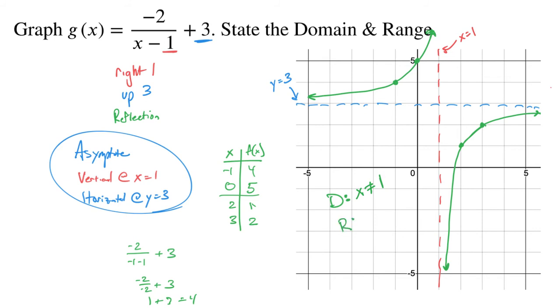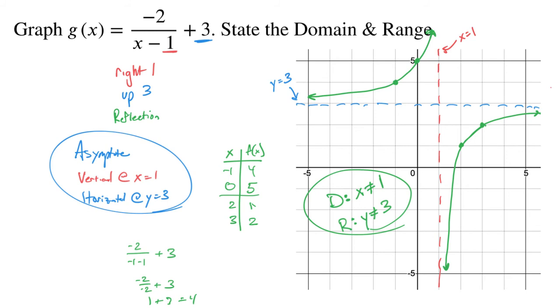What about the range? Well, it's the same idea here. I got all these y values that work, right? Those y values work. These y values work. The only y value that doesn't appear to work here is at 3. So y can't equal 3, for my domain and my range for this function.